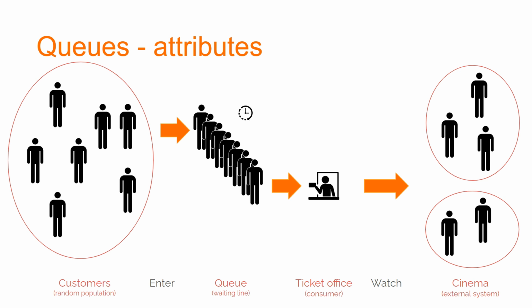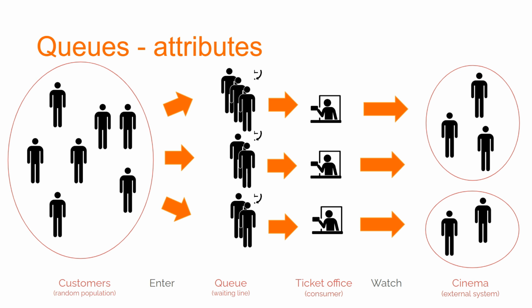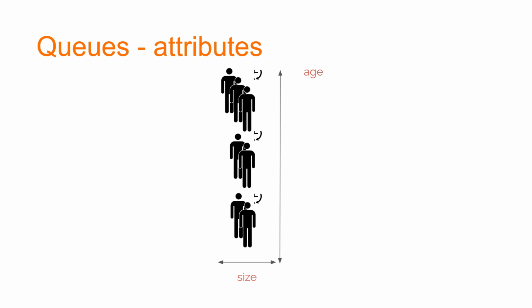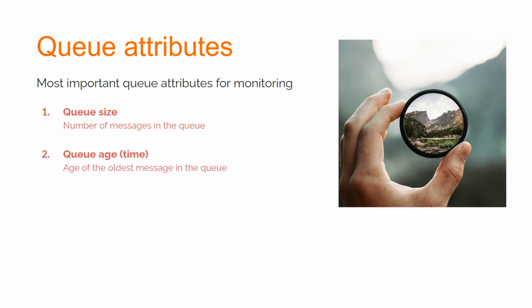What should the cinema do to improve the user experience? They can definitely do a lot, but the most natural approach is to open more ticket offices. As you can see, queues are now smaller and the waiting time for each individual person is reduced as well. Here we met the two most important queue metrics: size and age. Those two metrics combined give us the full picture of the queue state.